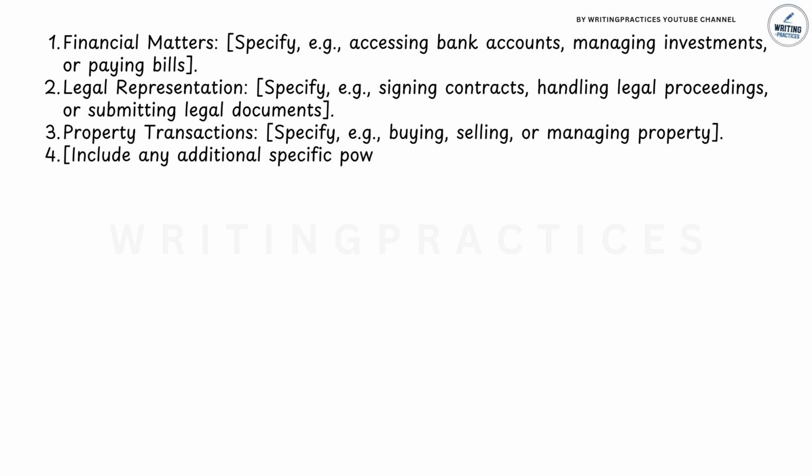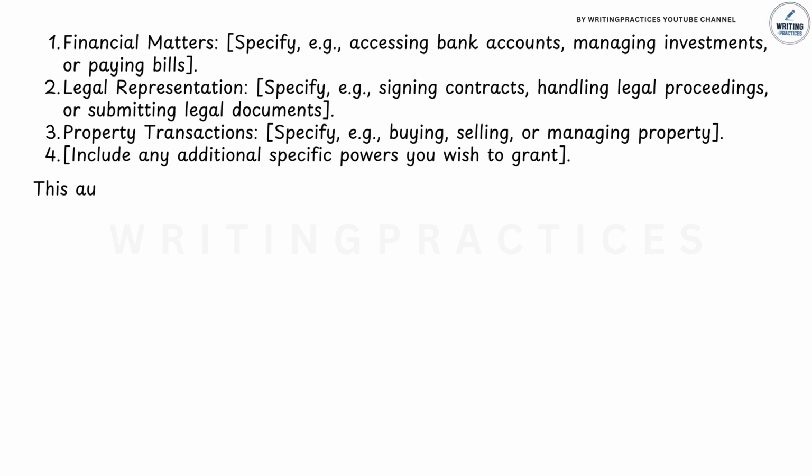2. Legal representation. Example, signing contracts, handling legal proceedings, or submitting legal documents. Define what legal powers are included. This clarity helps the attorney in fact act with confidence while preventing unauthorized actions. 3. Property transactions. Example, buying, selling, or managing property. Be explicit about property-related responsibilities, whether it's managing real estate or overseeing maintenance. 4. Additional powers. Example, include any additional specific powers you wish to grant. This is where you can list other unique authorities, such as filing taxes or managing insurance policies.